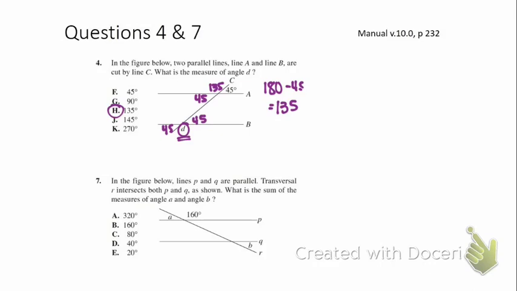And then the last one. In the figure below, lines P and Q are parallel. Transversal R intersects both P and Q as shown. What is the sum of the measures of angle A and B? So you can see A and B here are both the smaller angles, and I need to add them together. I know that this angle right here is 160, and all the way across has to be 180. So I just take 180 minus 160. That gives me 20 degrees. So both A and B are going to be 20. So when I add those together, I get 40.